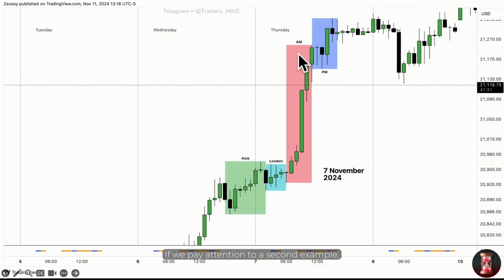If you pay attention to a second example, you can see that Asia delivered right here. It initially ran lower before slowly expanding towards the upside. London consolidated, and then the New York morning session began to reprice higher quickly, as you can see. We see the afternoon session then begin to consolidate for a while before expanding higher significantly and drawing towards the higher time frame draw on liquidity.